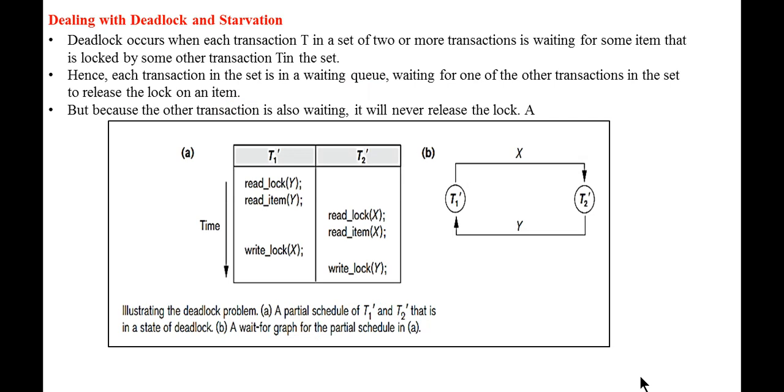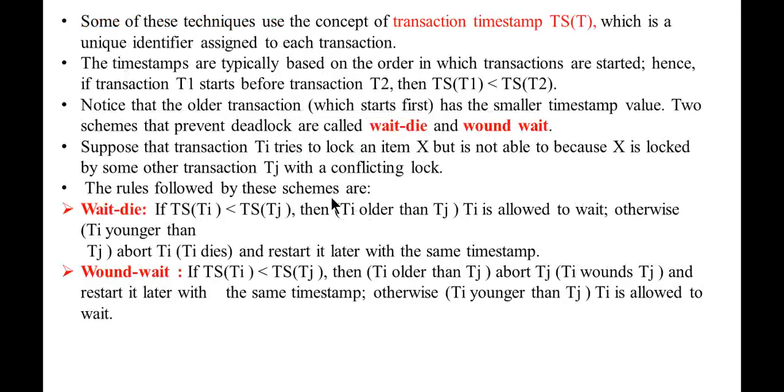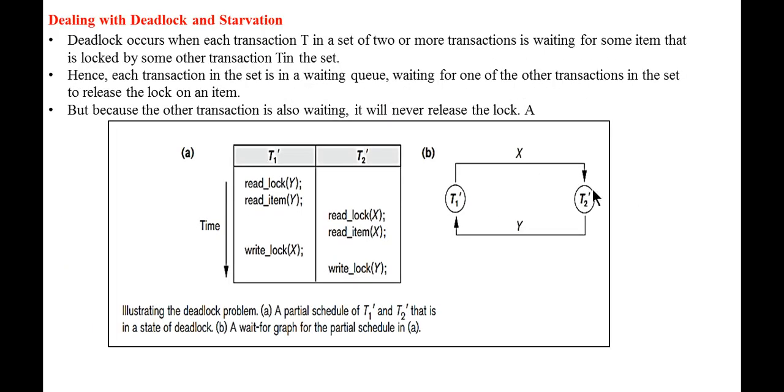Now the problem of two-phase locking is a deadlock situation. Deadlock means when one transaction is waiting for another transaction, and the second is waiting for the first one. The T1 prime is waiting for T2 prime, T2 prime is waiting for T1 prime, right? T2 prime has held the item X, read lock of X. Now T1 prime has locked the item Y, you can see. Now T1 prime has Y, T2 prime has X.